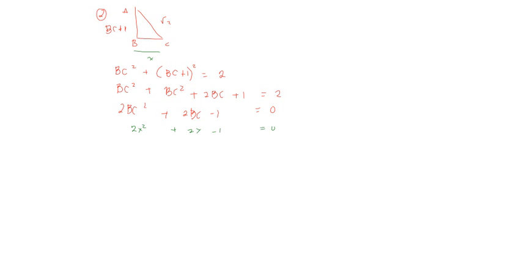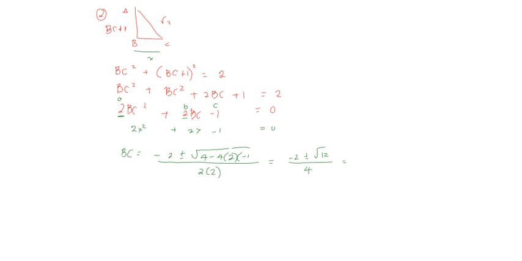So in the quadratic formula, we have BC equals the negative of B. By the way, this coefficient is the A and B, and this is C. So the negative of B plus or minus square root of B squared, which is 4, minus 4 times A times the value of C, all over 2 times A. So this gives us negative 2 plus or minus square root of 12 over 4.